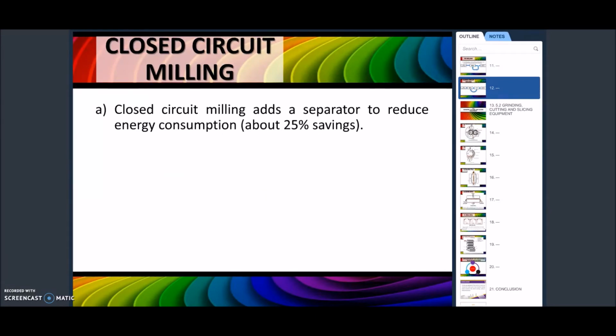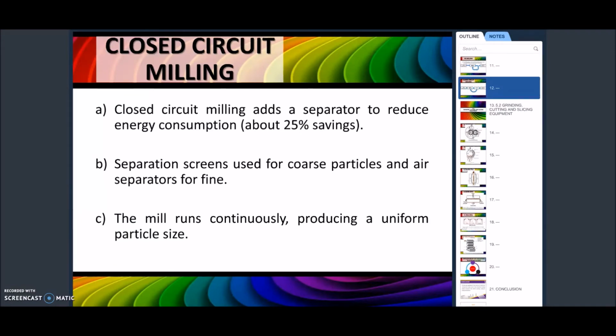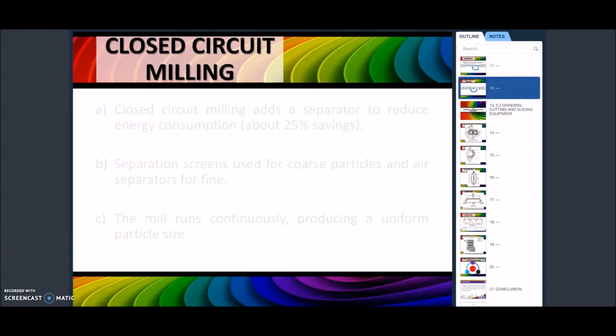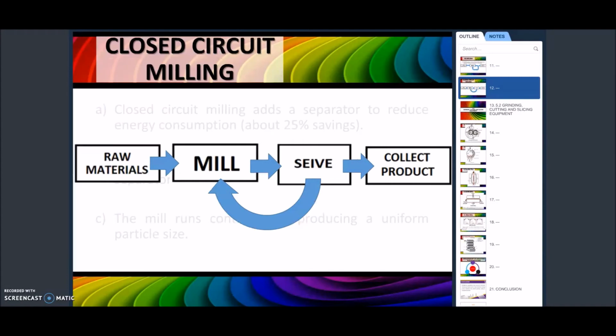Closed-circuit milling. Closed-circuit milling adds a separator or filter or sieve to reduce energy consumption to about 25%. Separation screen used for coarse particle and air separators for fine particle. The mill runs continuously, producing a uniform particle size. For example, raw material will undergo milling process and then sieve and remilling until the product will be collected.